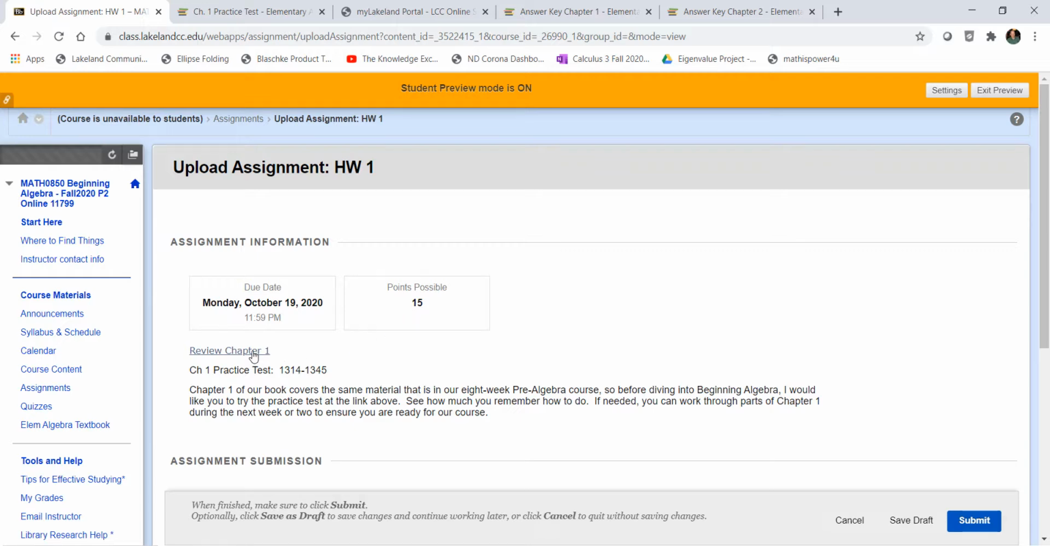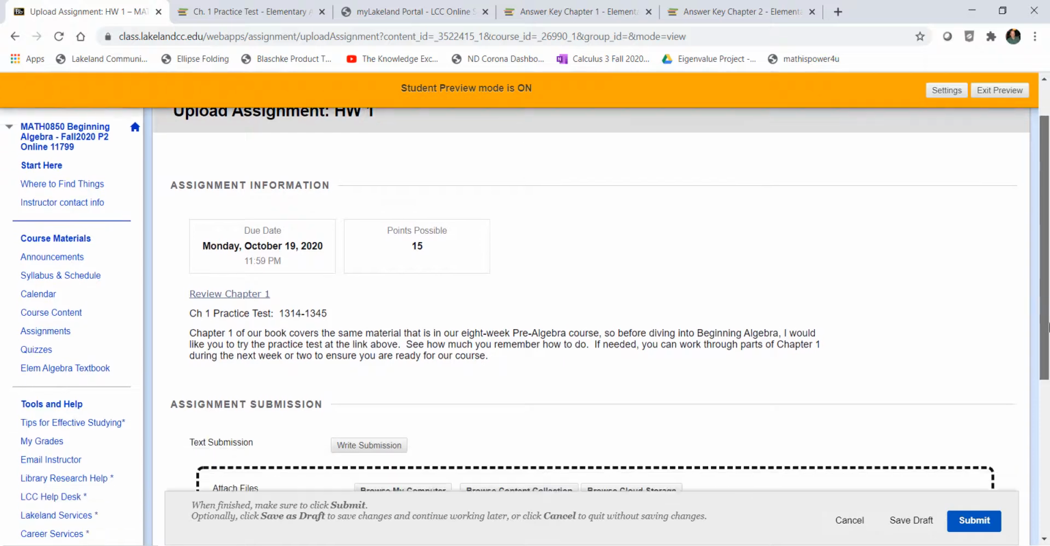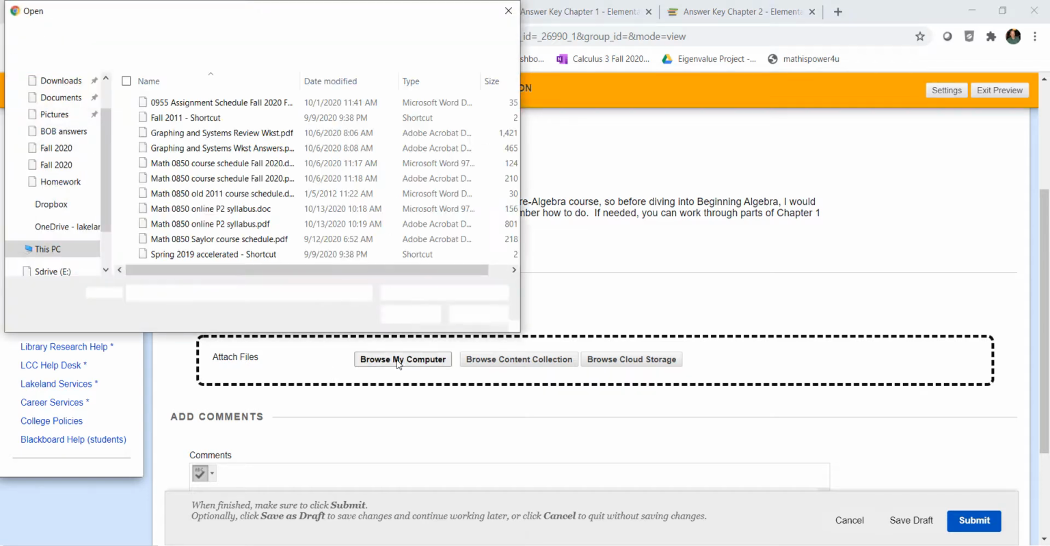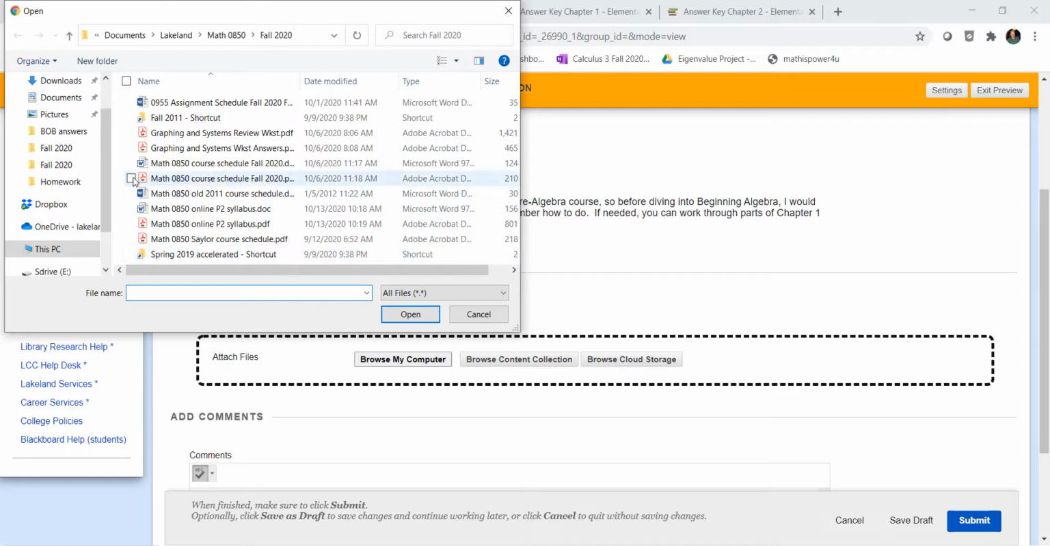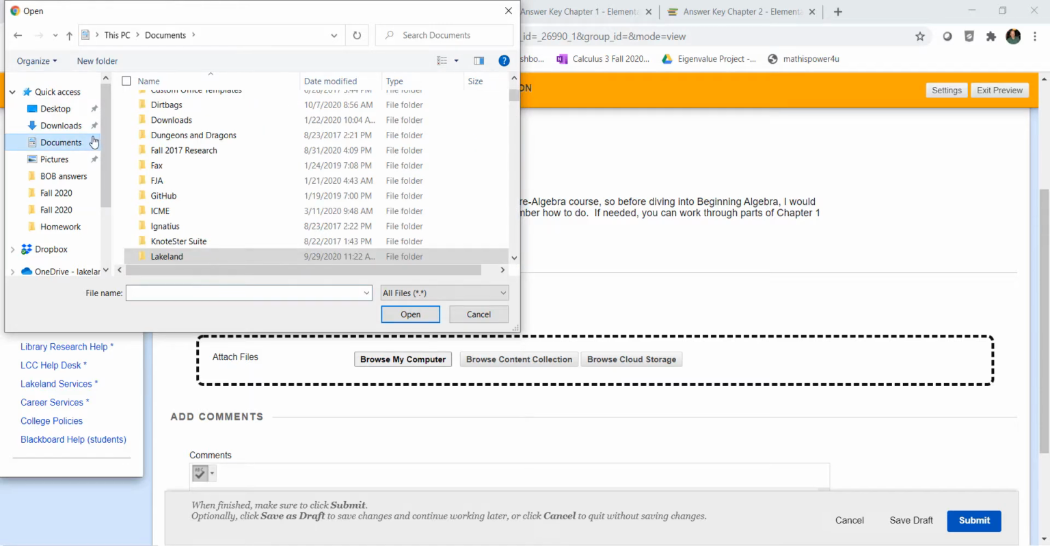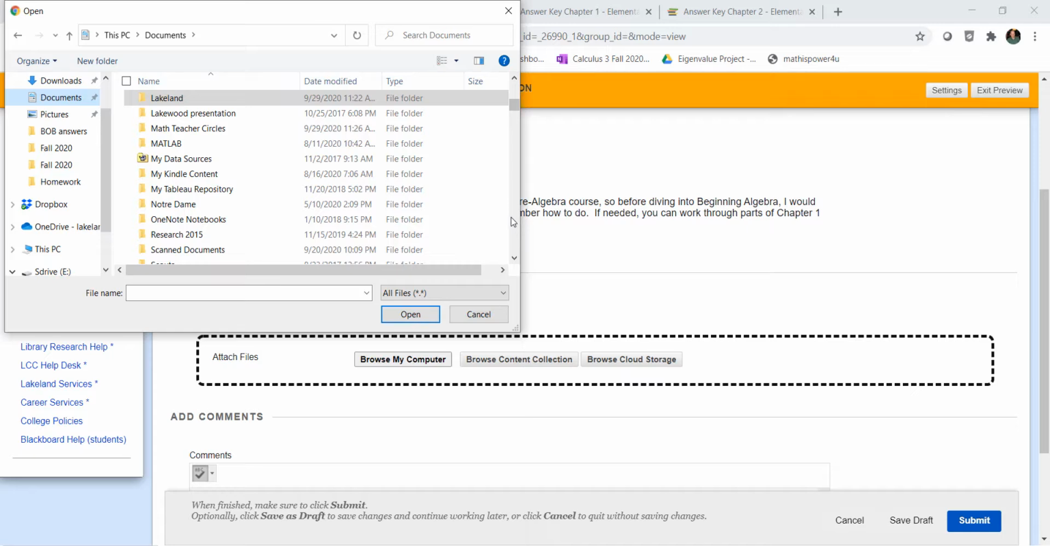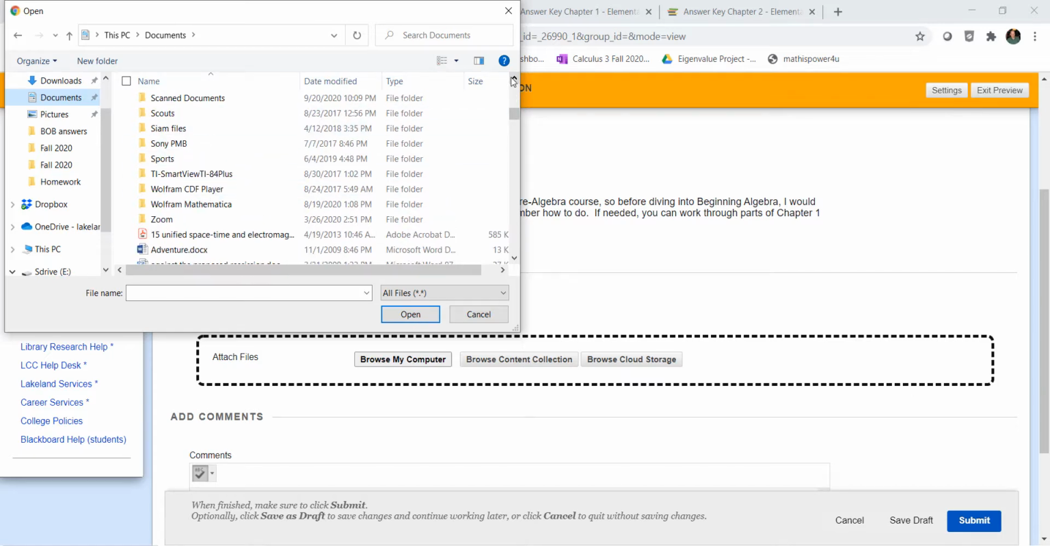If I click on homework 1 itself, it tells me, let's do Monday, 15 points possible. I can click here to get to the book. It tells me what I need to do. But if you scroll down to submit the assignment, don't click write submission. Instead, click browse my computer. And so if I browse my computer, I can look for your picture. I don't know where it is going to be. For some of you, it would be under documents. You may have something called scanned documents. There, you may have some images here. For some of you, it may be under pictures.